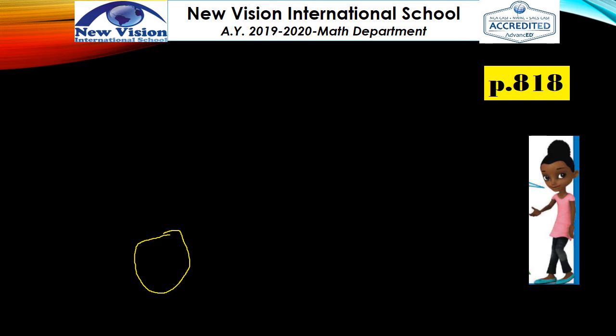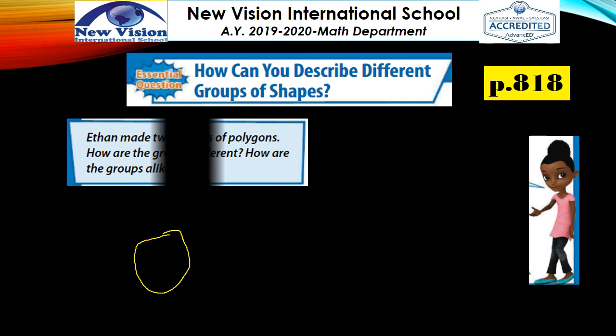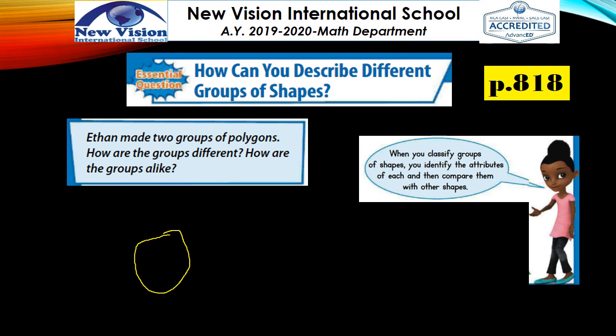Now let's do page 818 of your book. We have here the essential question: how can you describe different groups of shapes? Ethan made 2 groups of polygons. How are the groups different? How are the groups alike? Always remember, when you classify groups of shapes, you identify the attributes of each and then compare them with other shapes.